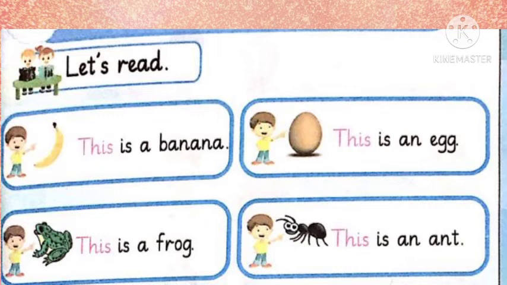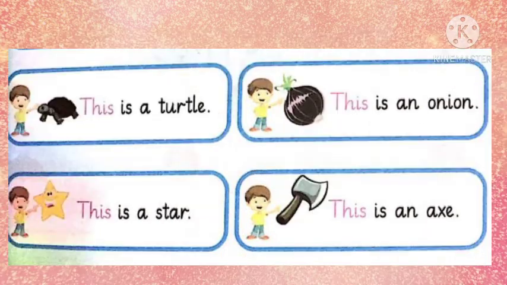We are using article an because ant begins with letter A. A is a vowel. How many vowels are there? 5. A, E, I, O, U. So A is a vowel. We will use article an. This is an ant. Now come to the next picture. What is in the picture? Here is a turtle and turtle is near to the boy. So we will say this is a turtle.